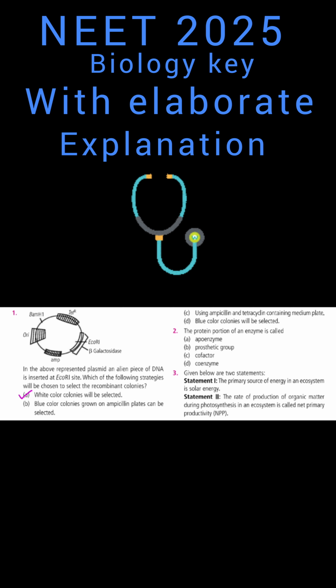If the plasmid in the bacterium does not have an insert, that is, it is non-recombinant, then the presence of the chromogenic substrate gives the blue colored colonies.